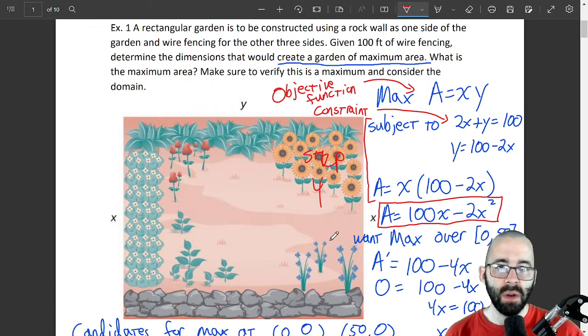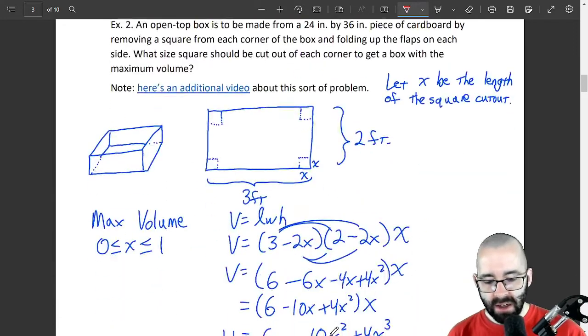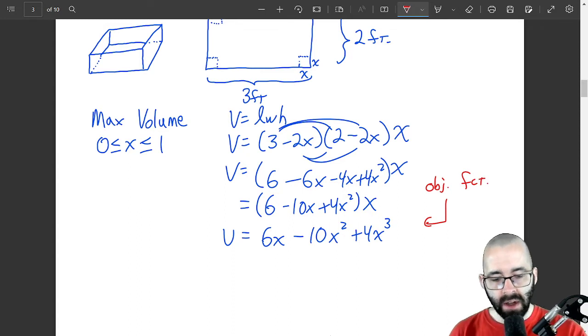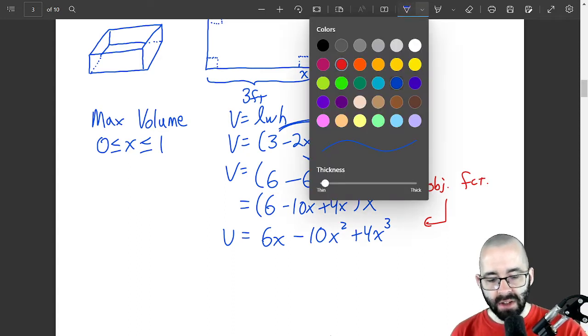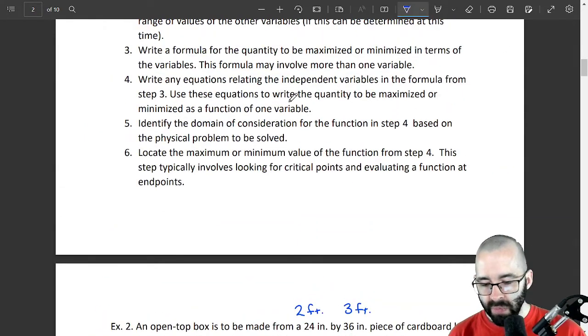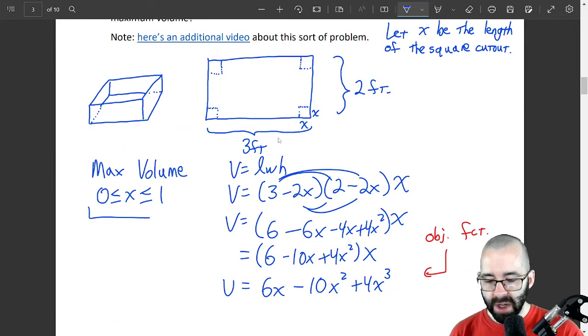We're not going to do it in problem 2 because we already have something. Our objective function is already in a single variable. We don't actually have a constraint equation here. So step 5, identify the domain to be considered. We already got that. This is our domain right here.